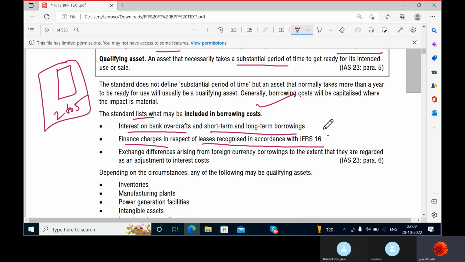And if you have borrowed from a foreign country, any exchange differences, which can be an extra cost for you, you will definitely pass on the burden to the customer. You will add that cost to the property value and recover it from the customer. So exchange differences arising from foreign currency borrowings. Let's say I borrowed $10,000 from the United States. When I borrowed, $1 was 70, now $1 is 80. So a difference of 10 per dollar has come, 1,00,000 in total. Again, that will also be an adjustment to interest cost.